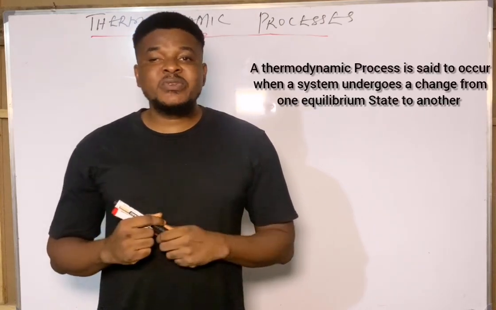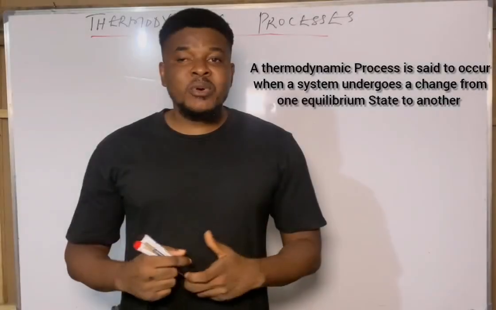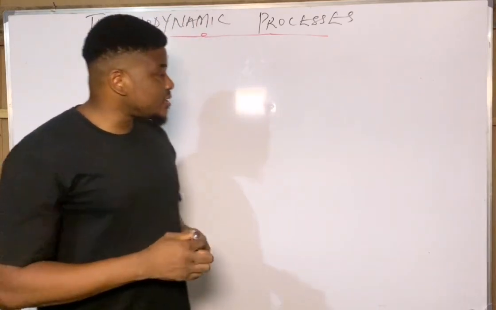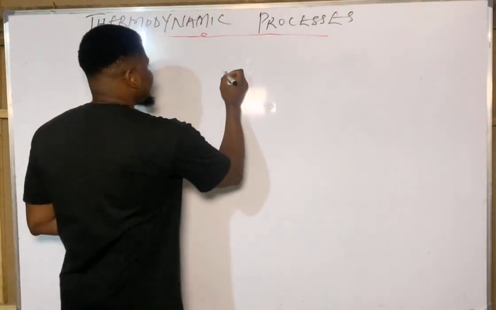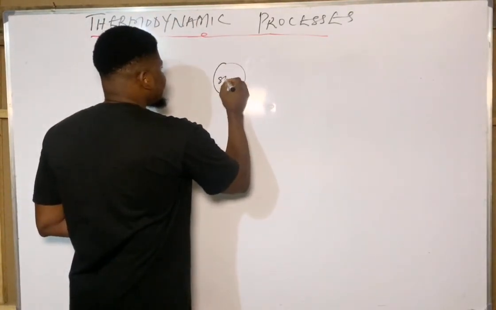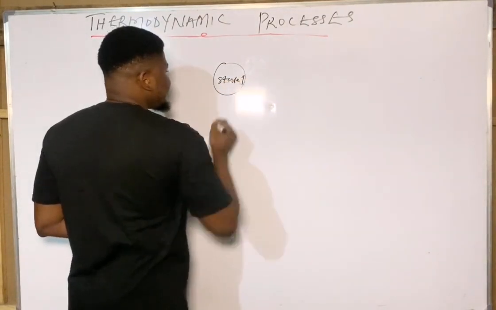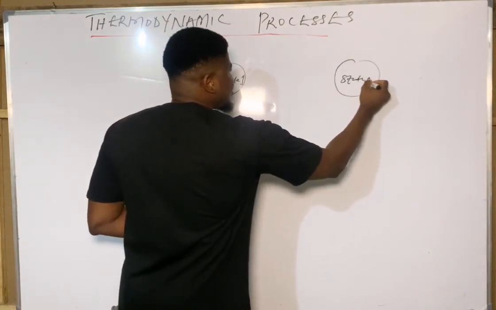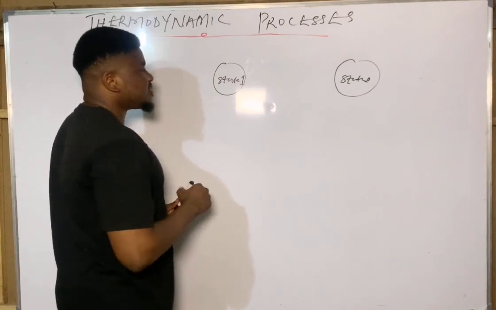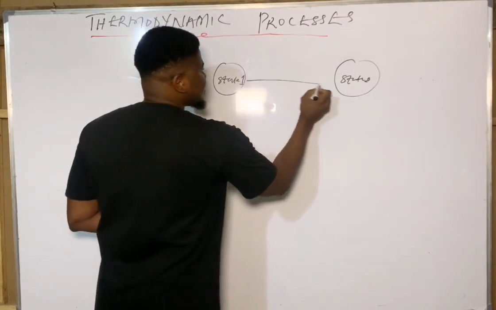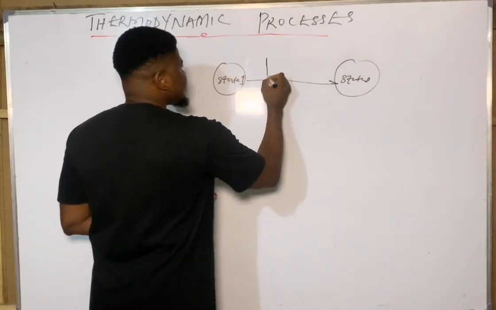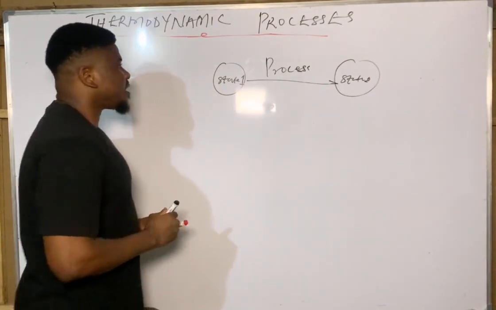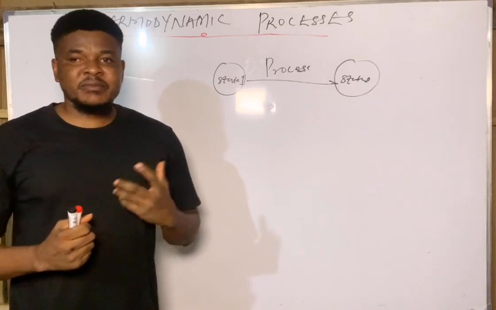Now, a thermodynamic process is said to occur when a system undergoes a change from one state to another. Let's say we have a state. Let's say this is state 1 of a system. We have another state here. Let's call this state 2. Now, if a system undergoes a change from this state to state 2, we simply say a process has taken place.